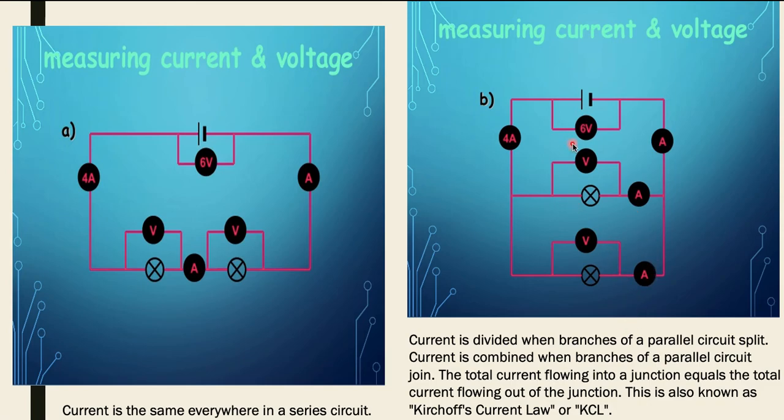And the voltage also. The total current flowing into the junction is equal to the total current flowing out of the junction. This is also known as Kirchhoff's current law, or KCL. And here my question is, please find out the voltage in the parallel connection. This is the question: for this V and V, what is the current flowing in the parallel circuit?